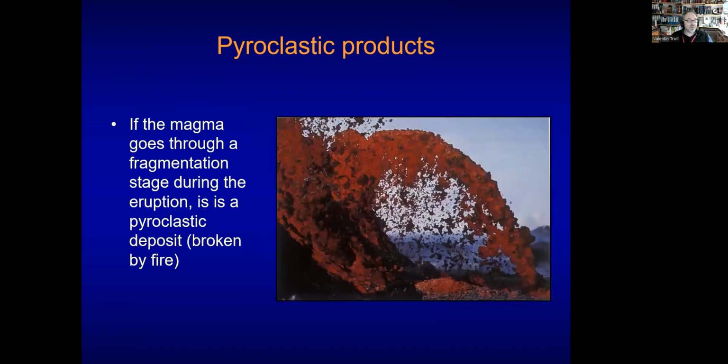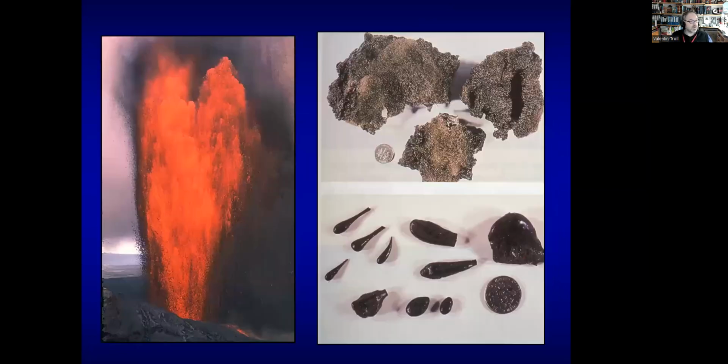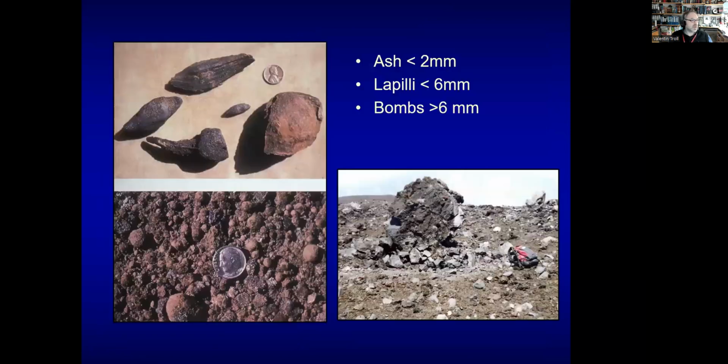So pyroclastic products, if there's enough gas and the lava cannot respond to expanding gas in a rapid way, often you shred the lava, and this is then called pyroclastic. Pyroclastic, broken by fire. So pyroclastic can be on small scale, like in fire fountains, like we see on Hawaii. Here, for example, it can be a few hundred meters tall, and then you get these droplets, and this is Pele's tears, Pele's hairs, for example, and small fragments like lapilli. But it can also be larger.